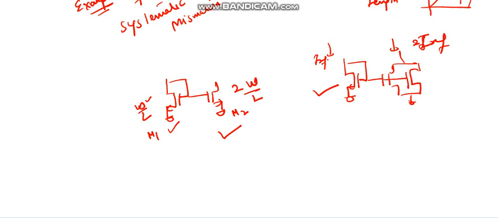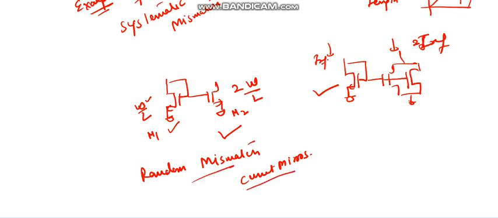So here we have seen systematic mismatch in the simple current mirror. Now we will see random mismatch and other types of current mirrors. Thank you.